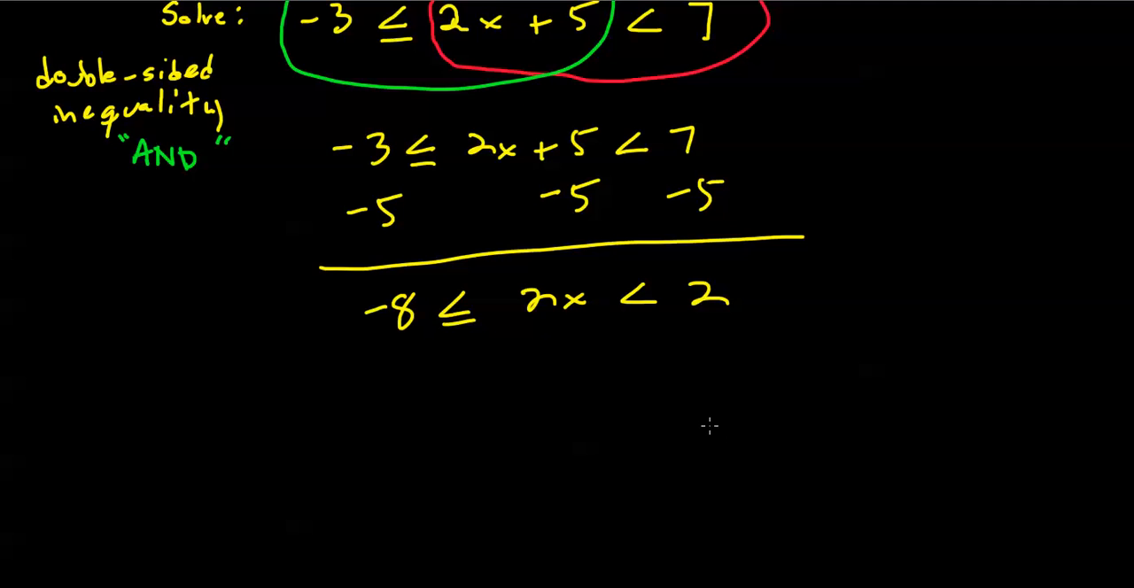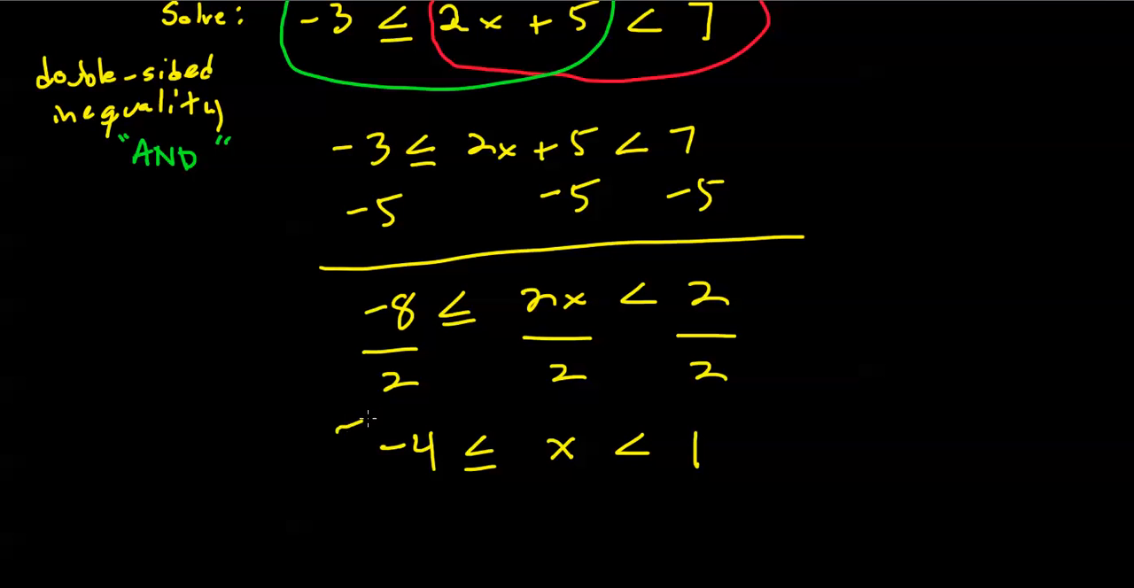Alright, now of course I'll multiply each piece, each element of this double-sided inequality statement by positive 2. Again, your goal being to isolate variable in the middle. Alright, you're dividing by a positive quantity, so I leave the arrows alone. So I'll get the resulting statement, minus 4 is less than or equal to x, which is in turn less than 1. Alright, this is my solution set.